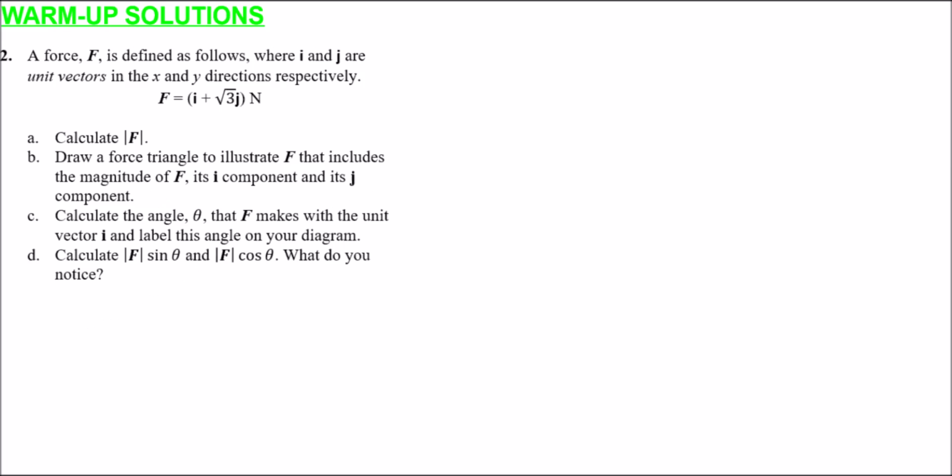Question 2, we have a force F defined as follows, where i and j are unit vectors in the x and y directions, respectively. So F equals i plus root 3 j newtons. First of all, we need to calculate the magnitude of F. We need to recall from Year 12 that the magnitude of any vector, in this case F, is going to be the square root of the sum of its individual components, all squared. So here we have i, which has magnitude of 1. It's just 1i, so that's 1 squared. The magnitude of the j component is root 3, so we're going to square that as well.